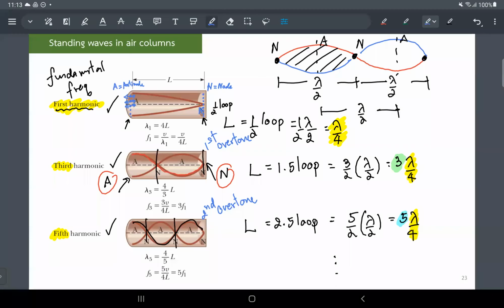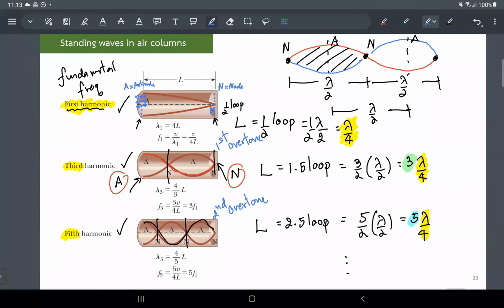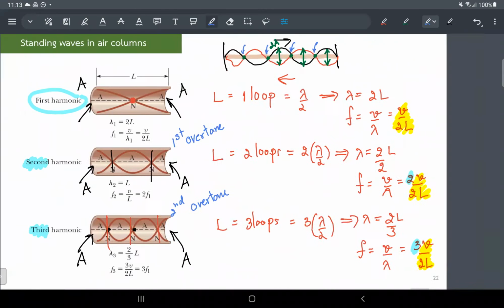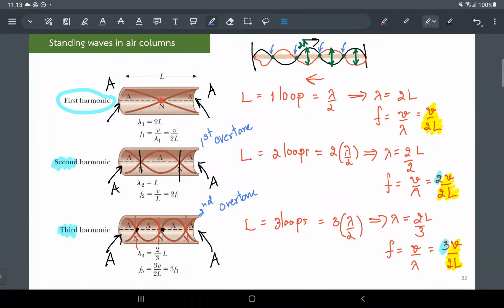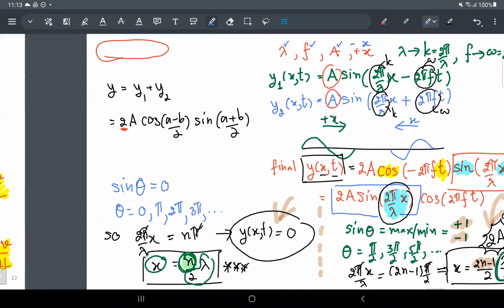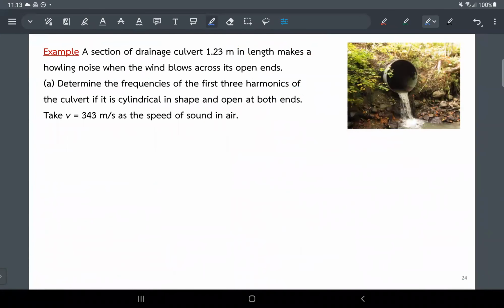All right. So if this is not too bad and I think you grasp some idea behind this one, then I think we should be able to attack some problems here. All right, let's give it a shot and see how easy it is to apply to the actual problems. Okay. So a section of a drainage culvert, 1.23 meters in length. It makes a howling noise when the wind blows across the open end.